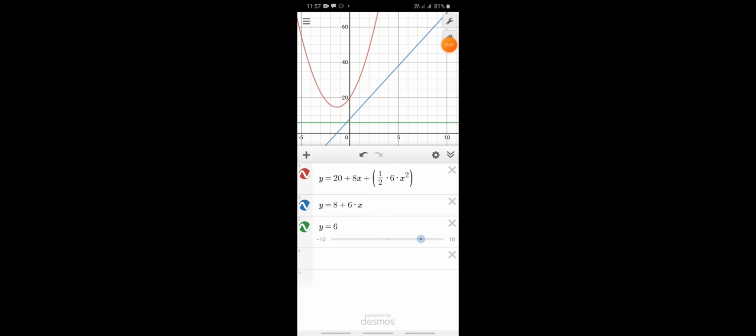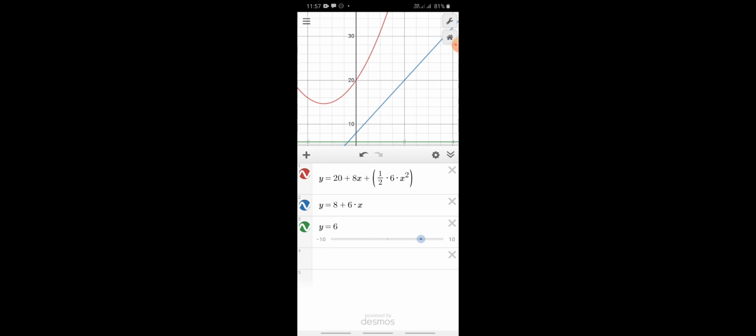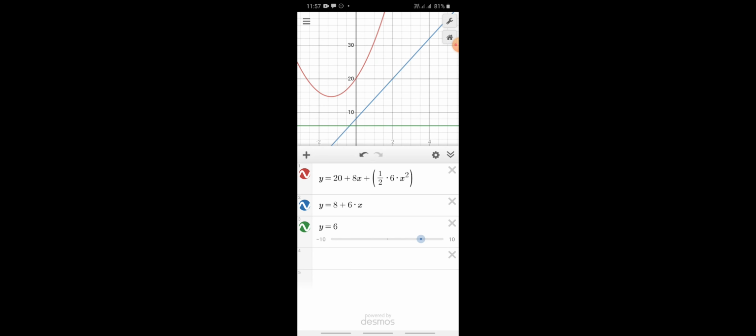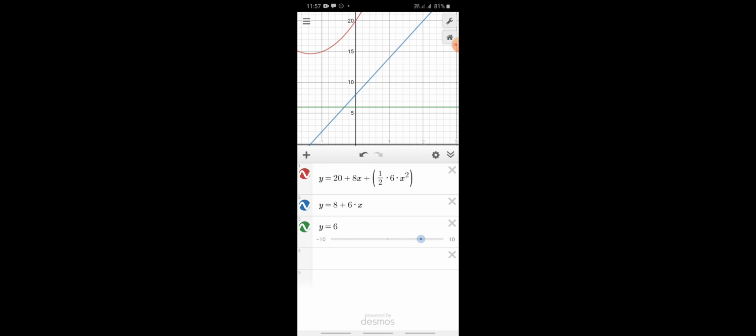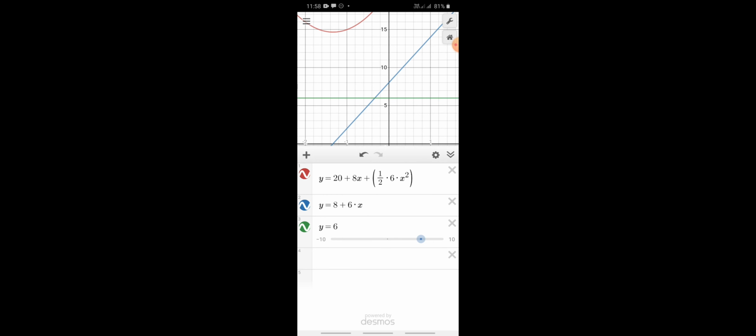Now if you look at this equation, the first equation here is y equal to 20 plus 8x plus half 6x square. This is of the form x equal to x0 plus ut plus half at square. So x0, the initial starting point, is 20 meters. So you started at 20 meters and then you had the velocity, which is 8 meters per second. That's where you started your velocity graph.